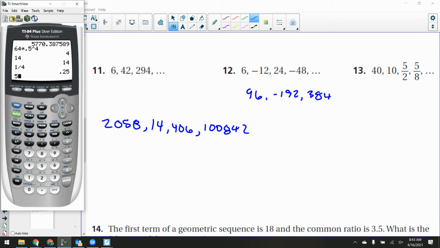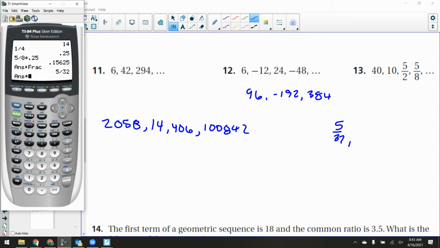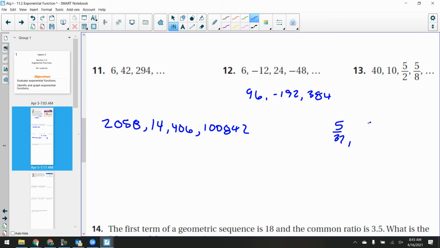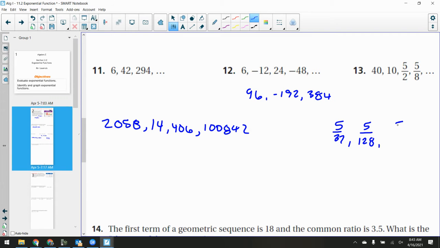Now, I'm going to take 5/8 and multiply it by 0.25, and then I'll put that into a fraction. So that's 5/32. And then I'm going to multiply that by 0.25 and put it in a fraction. 5/128. And then multiply that by 0.25 and put that in a fraction. 5/512. Now, what do you notice about the denominators?